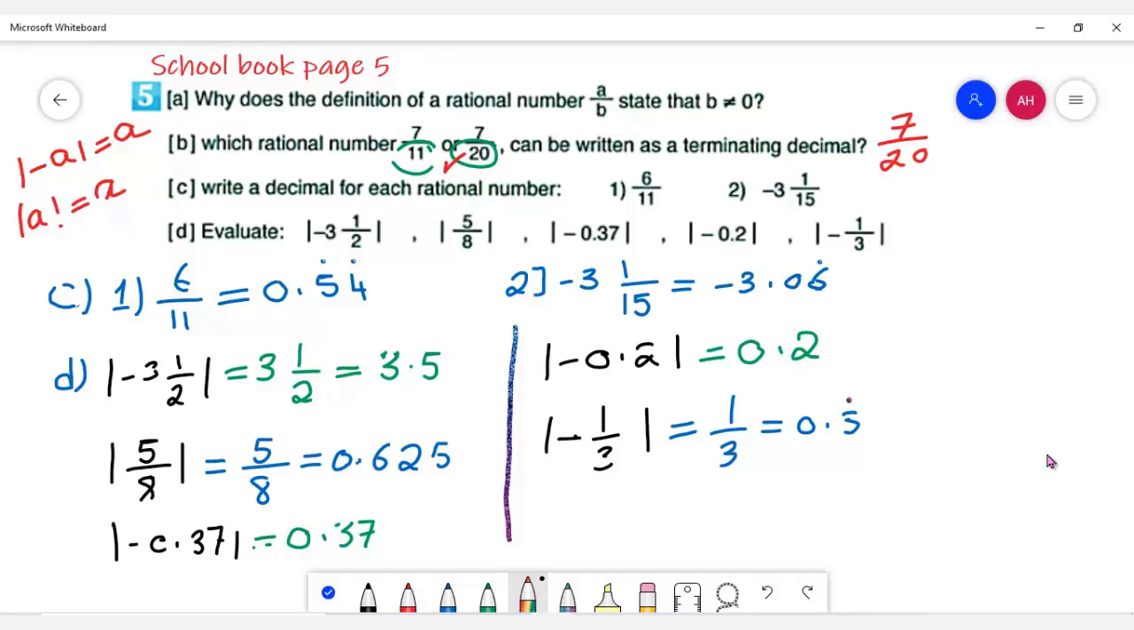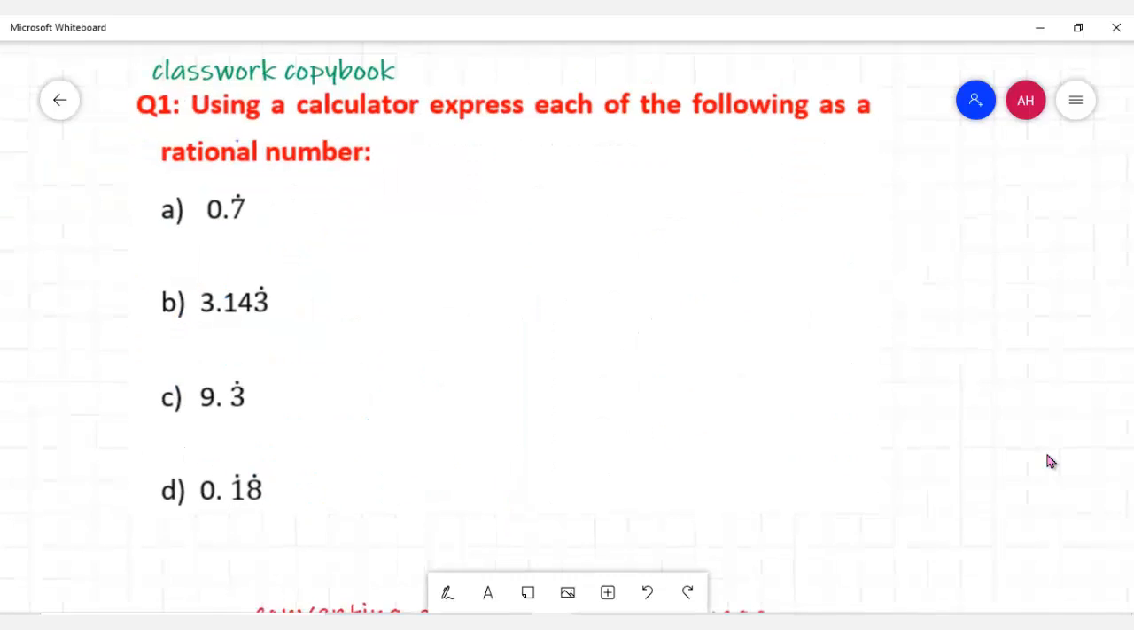I would like you now please to pause the video, open your classwork copybook and write today's date. Start solving this example and don't forget to write that this is school book page 5, question number 5. Let's have now more examples. Using a calculator, express each of the following as a rational number.